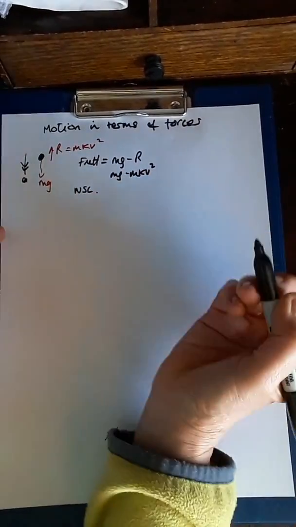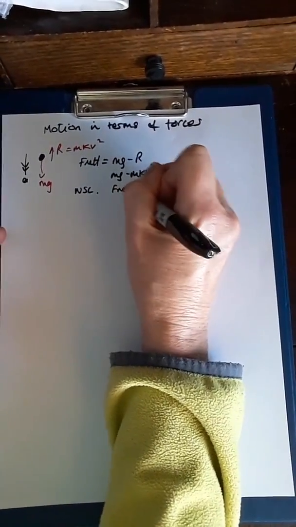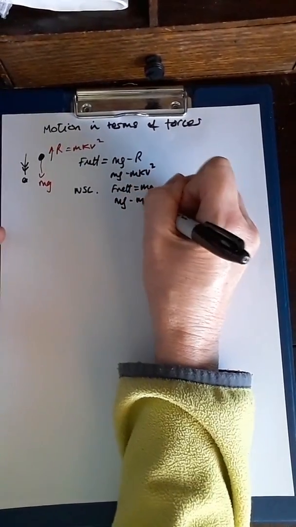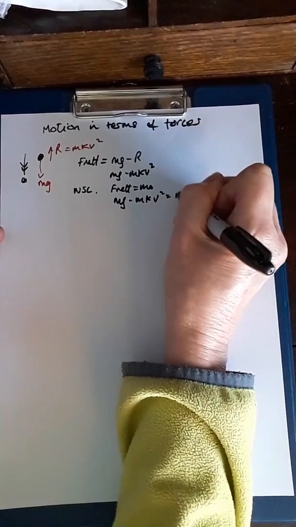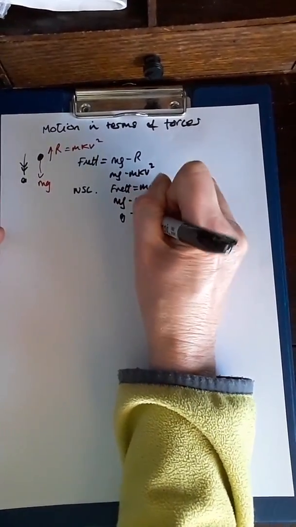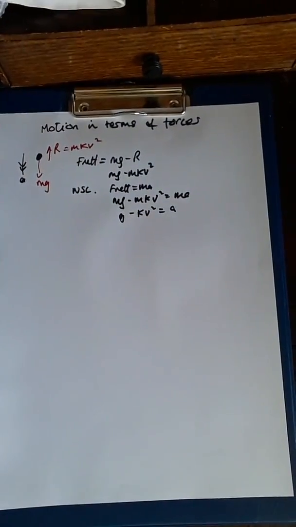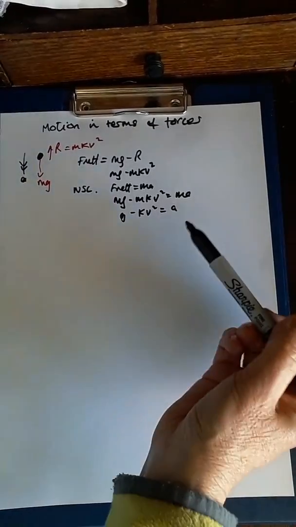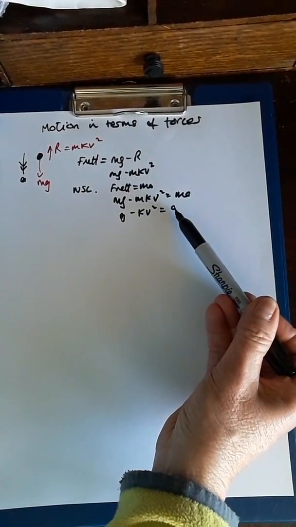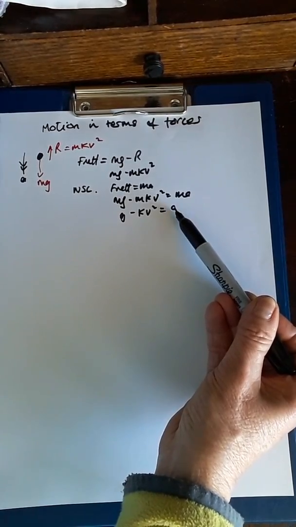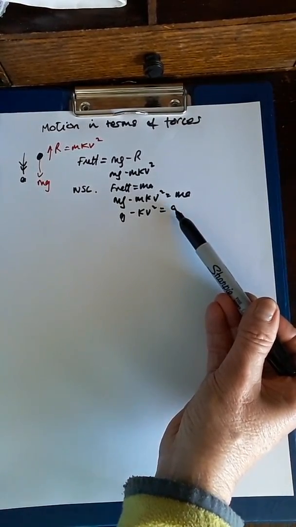Now, I can apply these forces, link them to a motion if I use Newton's second law. So Newton's second law says that the F nets are equal to ma, which means that mg minus mkv squared is equal to ma. So g minus kv squared is equal to a. So that's a very useful starting equation that we often have to get, and then we can continue through and solve, of course, for a velocity or a time or a distance using the usual substitutions for acceleration.